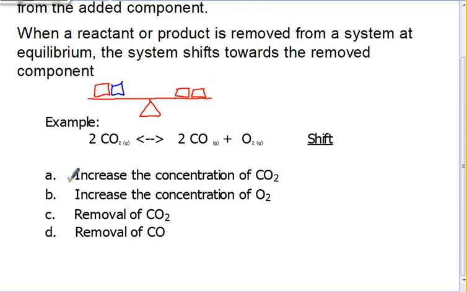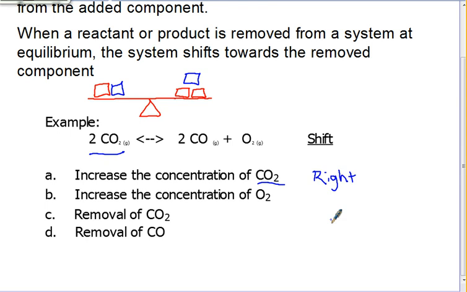Now, why is he adding? To increase the concentration of CO2. CO2 is on the left side. So I imagine it on the left side. This side's too heavy now, isn't it? Would it be in balance? No. Where would you need to add an object to bring it back to balance? You need to add it to the right side. You need to add something to the right to bring it back into balance.